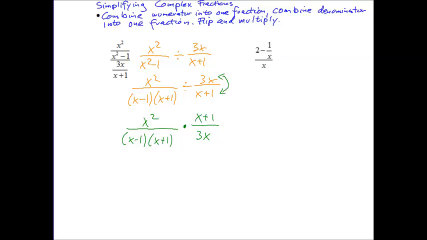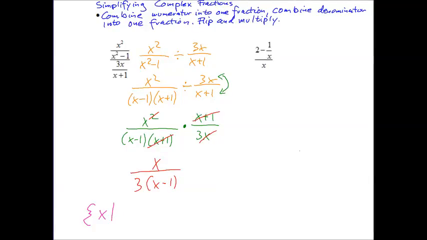First though, we're going to see if we can simplify anything out. We have an x plus 1 that we can simplify, and we have an x here in the denominator, and that can be simplified against our x squared. That leaves only one x in the numerator. So our final answer is x over 3 times the quantity x minus 1. And of course, we need to check for domain restrictions.